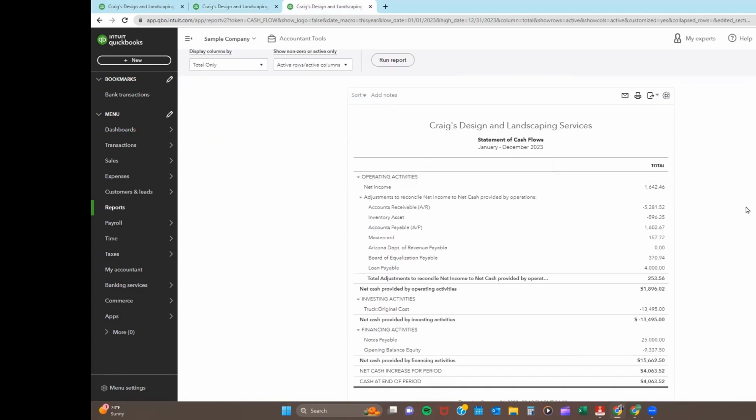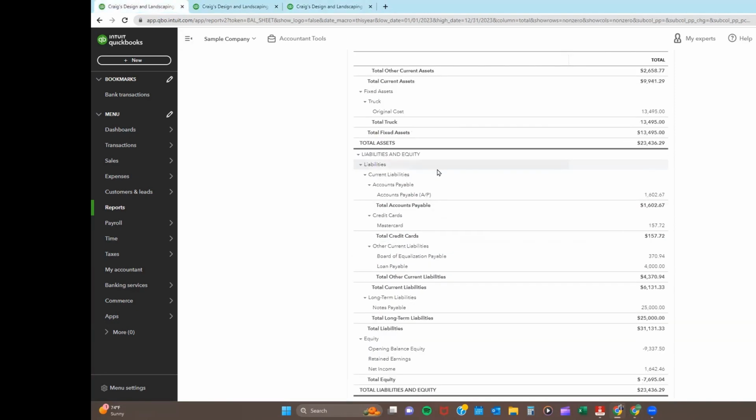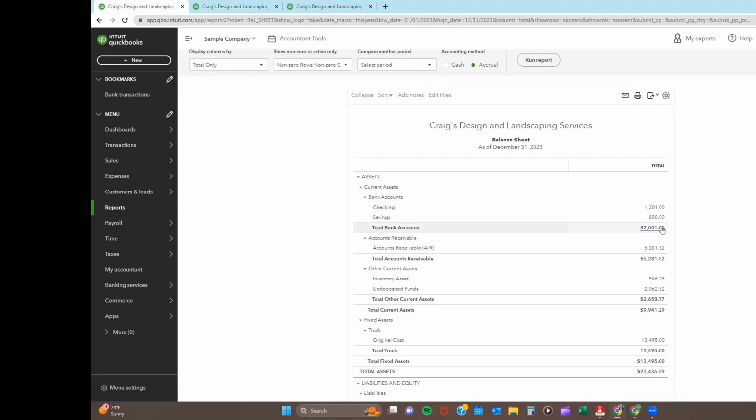So statement of cash flow, again, it shows you your inflows and outflows, where your cash is coming from and where your cash is going. So we start with net income and we reconcile back to our ending cash. So this 1642 is what we saw already. And this 4,063.52 is what's going to be on our balance sheet as our cash. Apparently it's not.